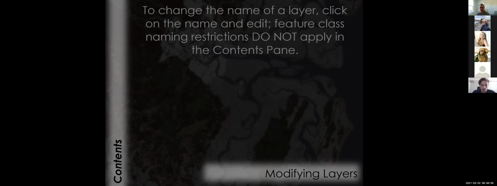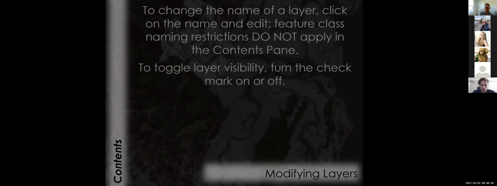If you want to change the name of one of the layers in the contents pane, you can just click on the name and edit that name directly. There are certain restrictions when you're naming feature classes that don't apply when you're in the contents pane. And I'll give you an example of that again in a minute when we open up the software.